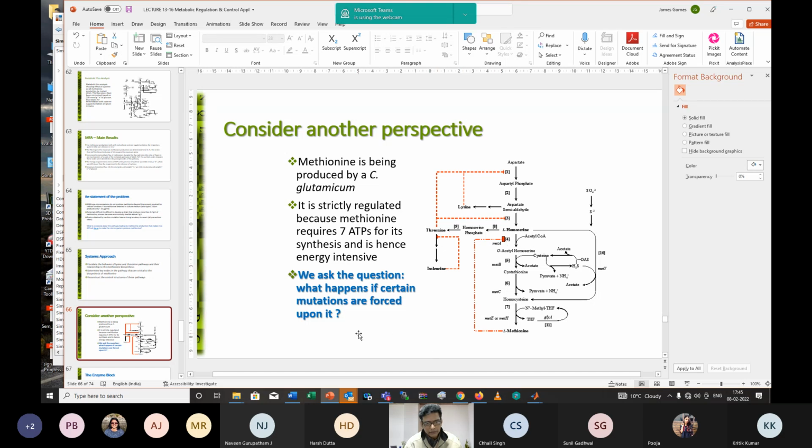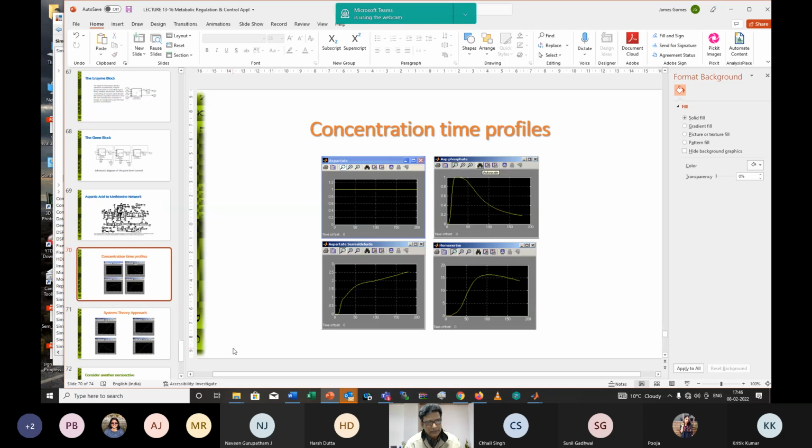Okay. Now, based on this study that was done, it was realized that there are 7 ATPs required to synthesize methionine from aspartate. Okay, and therefore, if you forced a mutation, which is what we have been doing in the case that I showed you, because we mutated the organism to get high quantities of methionine, what is really happening? So that is the analysis. I'm asking the question in a different way. Same question is being asked.